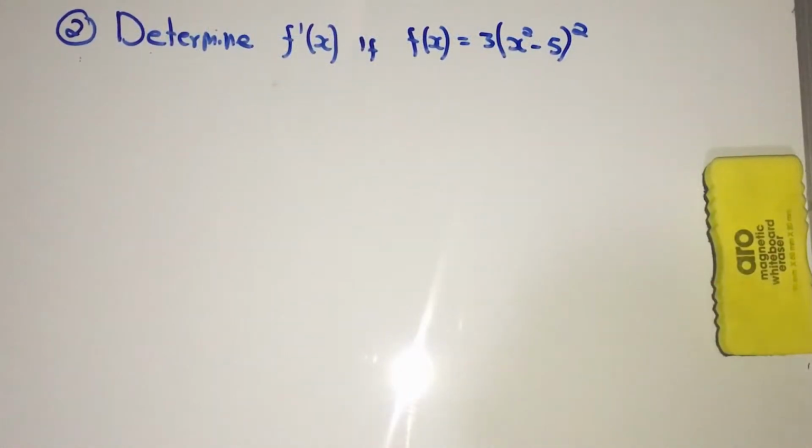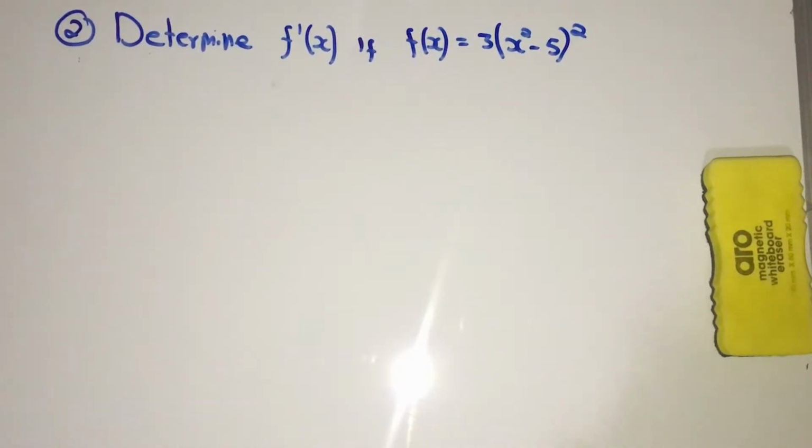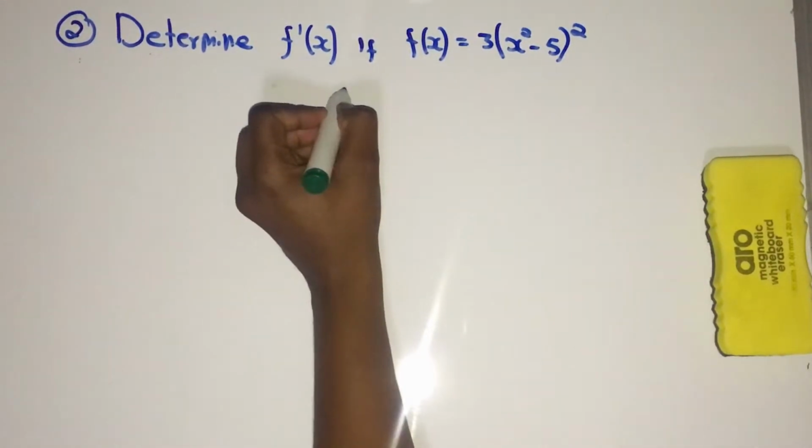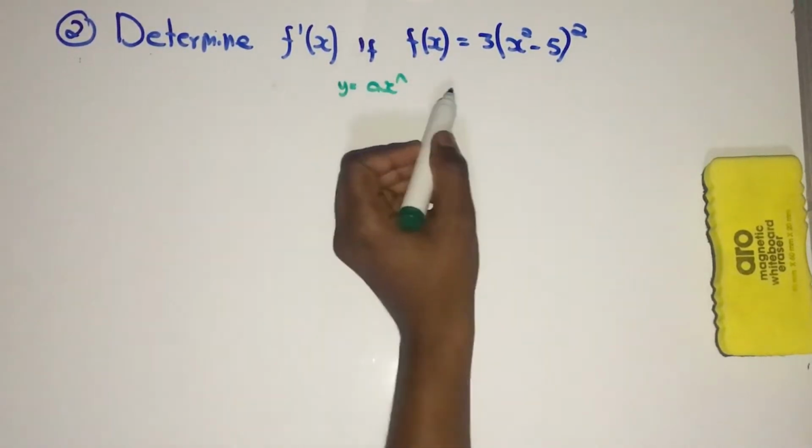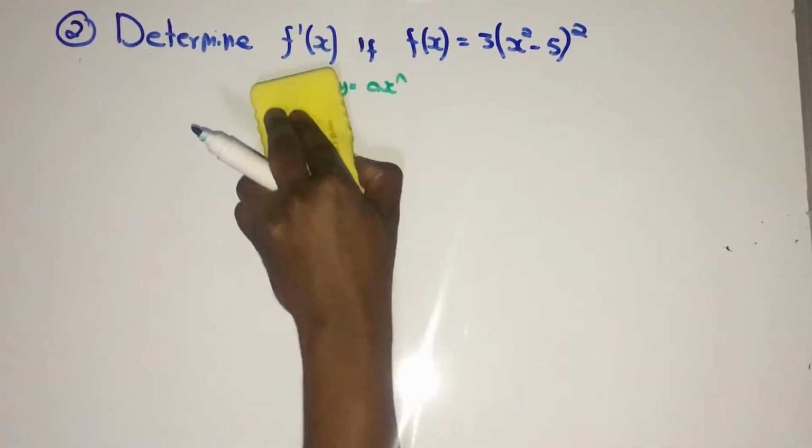Okay, so our next question, they're saying determine f prime of x, that's the derivative of f, if f of x is equivalent to 3 into x squared minus 5, all squared. Here they're not saying we should use first principle, so we're going to use the easiest way, which is expressing this in the form of a polynomial. Remember we spoke about y being ax to the n, so you want to express everything in that form, and then we'll take it from there.